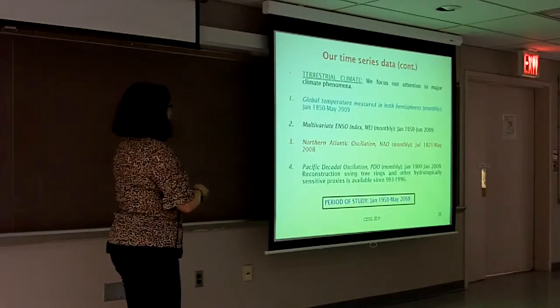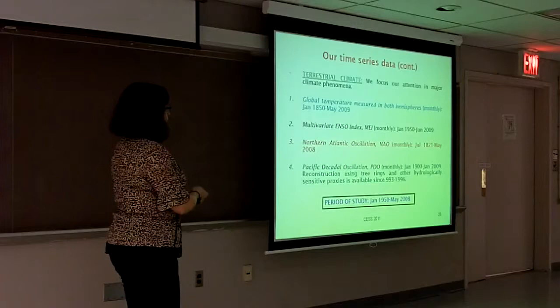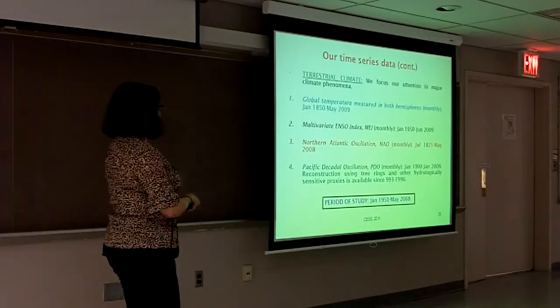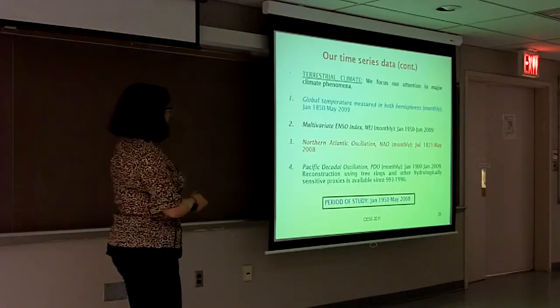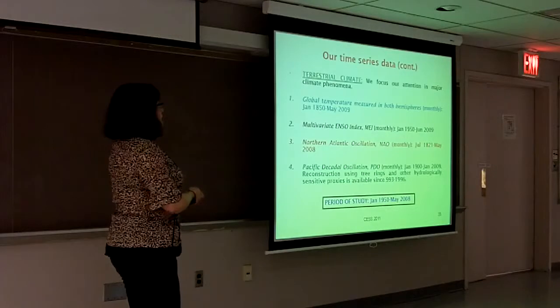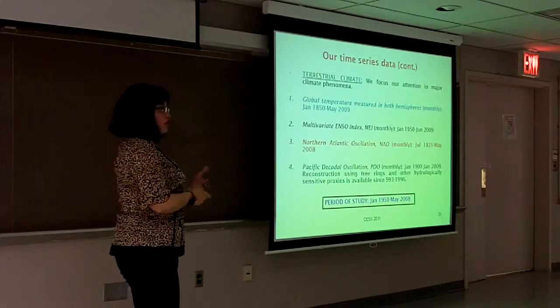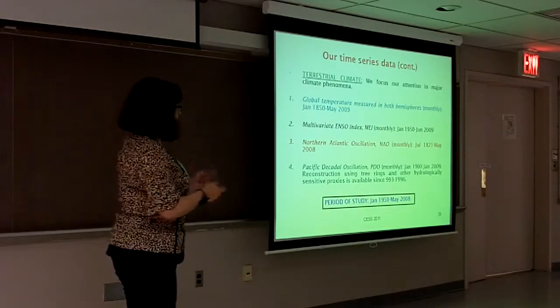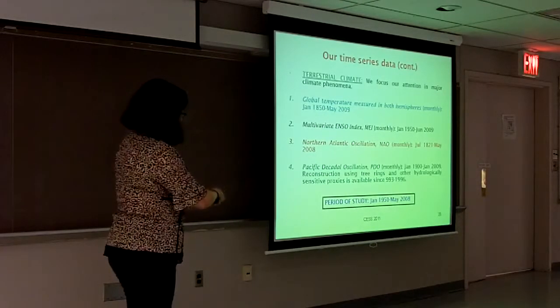We are also using the Multivariate ENSO Index, the North Atlantic Oscillation Index, and finally the Pacific Decadal Oscillation. In that way, we are choosing the best variables, we think, in order to model the terrestrial climate at the micro scale, and the period of time is that.